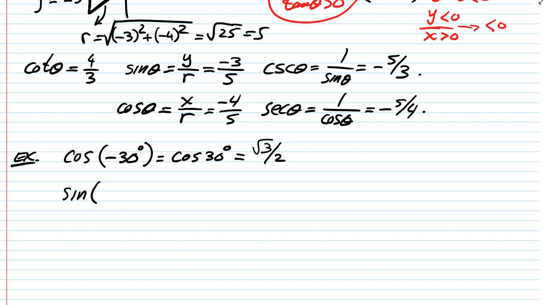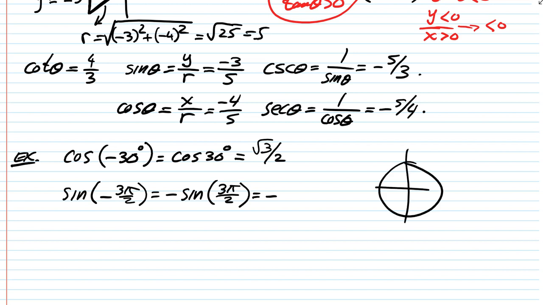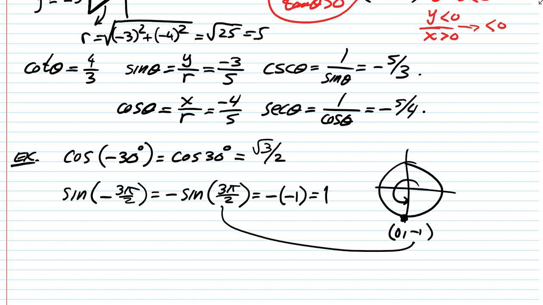What about sine? Sine of, let's say, negative 3 pi over 2. Well, that's the same as negative sine of 3 pi over 2, because sine is odd. And sine of 3 pi over 2, remember that's the quadrantal angle. 3 pi over 2 is this angle. And the coordinates are 0, negative 1. Sine is going to be negative 1, so the negative of that is 1. See, that unit circle stays with me for a long time.